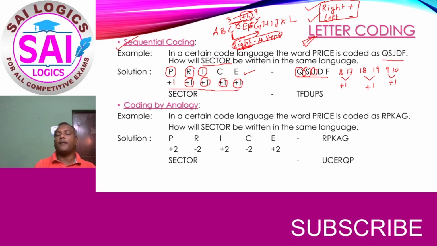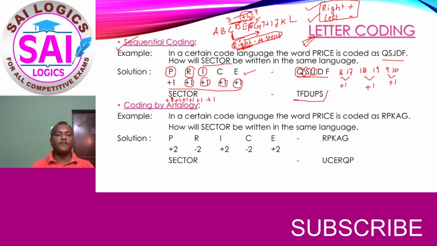Towards the positive side, that is towards the right side, the series is plus 1, plus 1, plus 1. If you apply the same, S plus 1: S is 19, 19 plus 1 is 20, that is T. And now E plus 1, that is F, and C plus 1 is D, T plus 1 is U, O plus 1 is P, and R plus 1 is S. So this is how a sequential coding will be given in the examination.